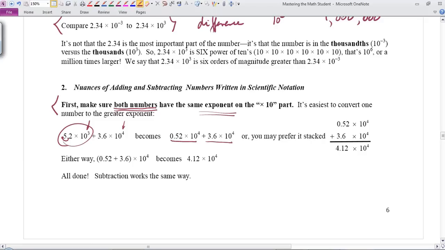But because you're going to be doing scratch paper all the time in this course because you don't have a calculator, I like it vertically. I like it in a stacked format when I'm actually going to add things together, especially if it's more than just two numbers. So understood 0 there, put it there if it makes you happy. 2 plus 0 is 2, 5 plus 6 is 11, carry your 1, 0 plus 3 is 3, but add that 1 makes it 4.12, and you simply bring that exponent down. Subtraction works the exact same way.